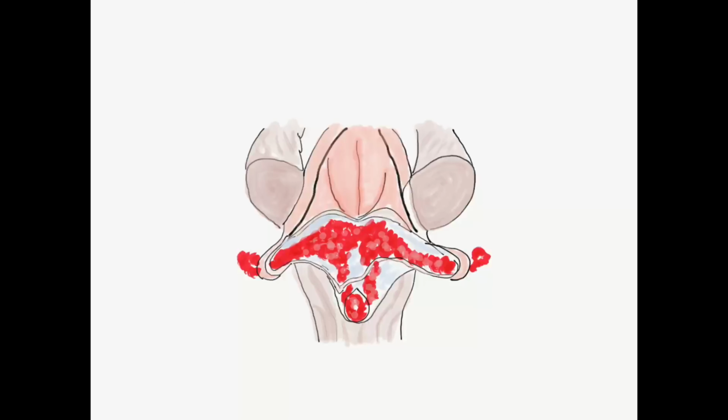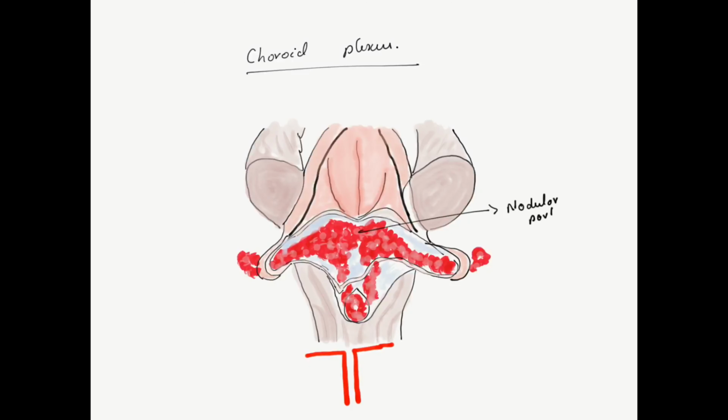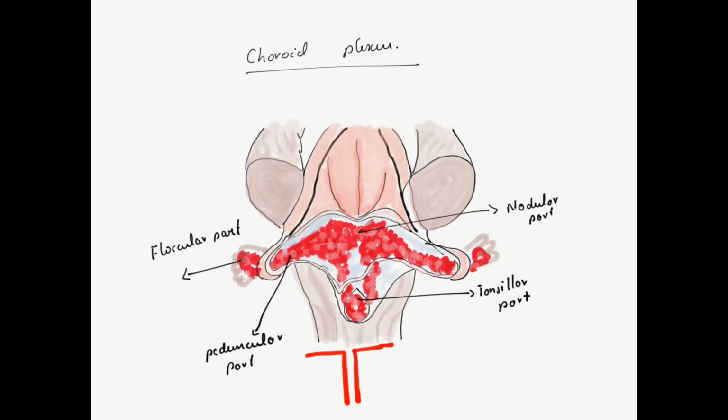As you can see here, the choroid plexus grossly looks like the letter T, and if we divide it into two equal halves, we can see two structures in the form of the letter L. So the choroid plexus has a median part called the longitudinal limb, as well as a lateral part called the transverse limb. The longitudinal part has a nodular part, and distally it has a tonsillar part. Laterally there is a peduncular part, and extreme laterally we have the floccular part. This floccular part of the choroid plexus is located anterior to the floccular lobe of the cerebellum.